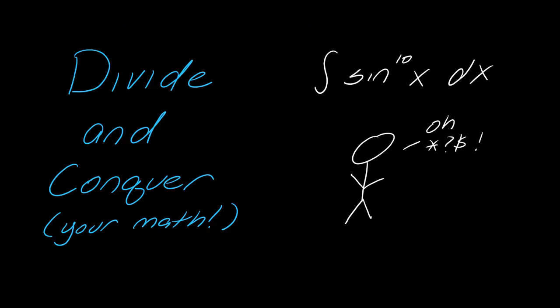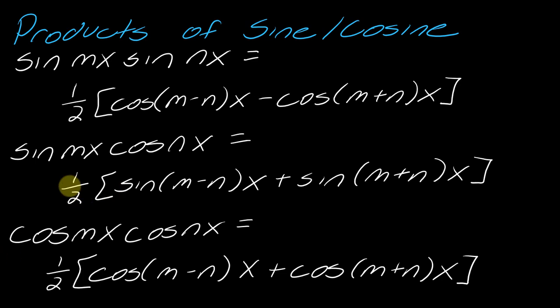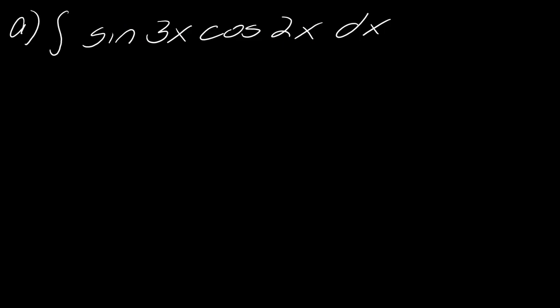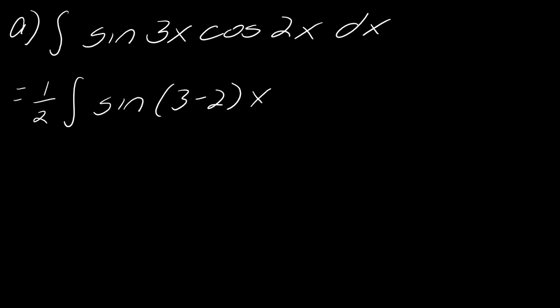So this little property here, this is what I want to use. And so for my m, I'll use 3, and for my n, I'll use 2. So let's see. This will become, I'll bring the 1/2 out. And so then this is going to be sine of 3 minus 2x plus sine of 3 plus 2x.